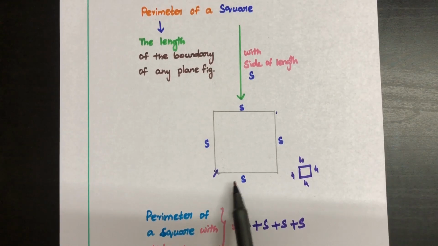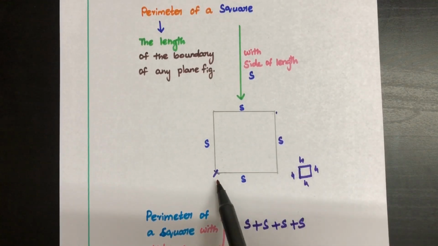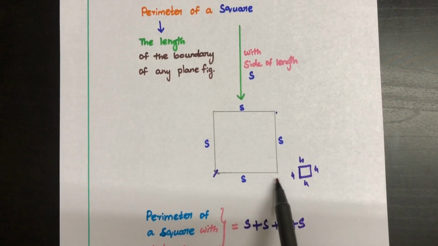Now perimeter of a square with side S. How to calculate? We need to add everything. From here to here it is S.